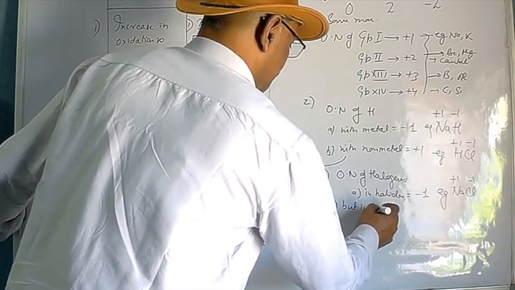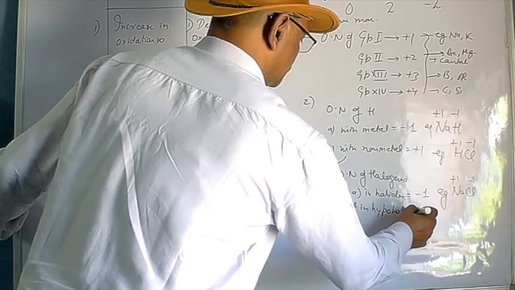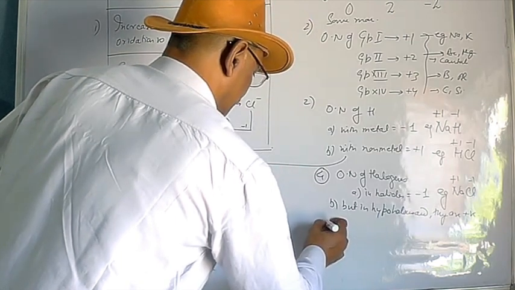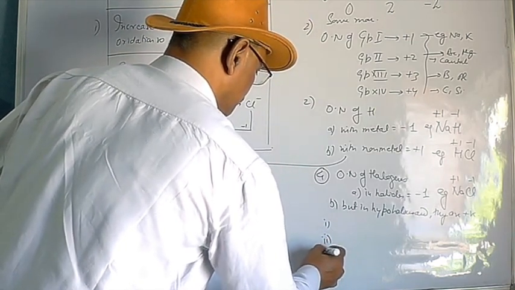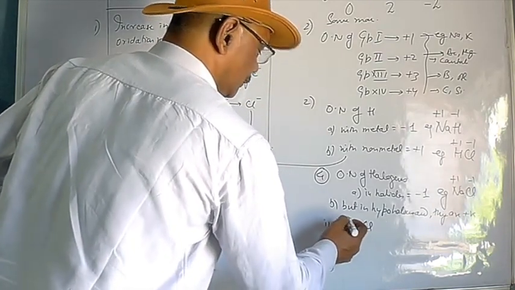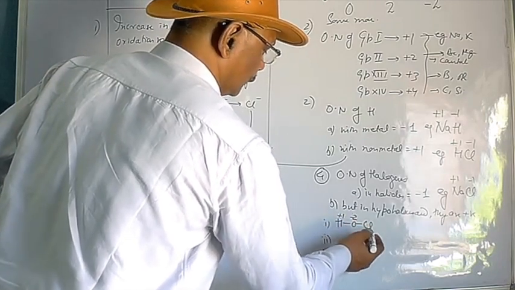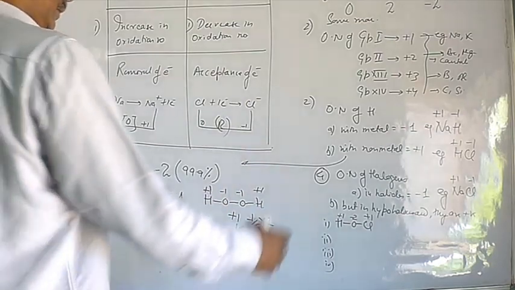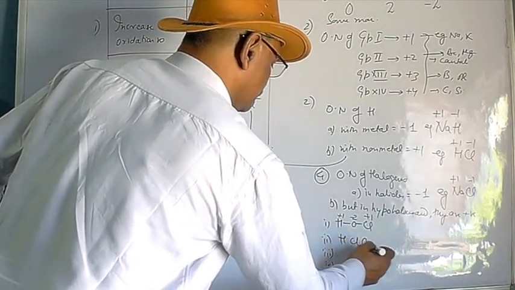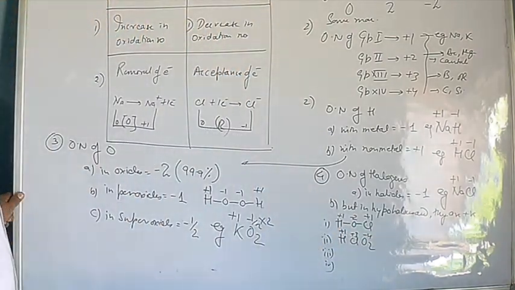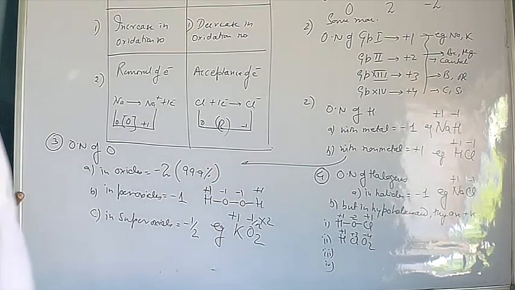But in hypohalous acids, they are positive. Let us take examples here, 1, 2, 3 and 4. HOCl: hydrogen is plus 1, oxygen is minus 2, then obviously chlorine is going to be plus 1. Then they balance each other, giving a total oxidation number on the entire molecule of 0. Similarly, HClO2: hydrogen is plus 1, oxygen is minus 4, then chlorine is plus 3. So class, you see that now the halogens have a positive oxidation state.